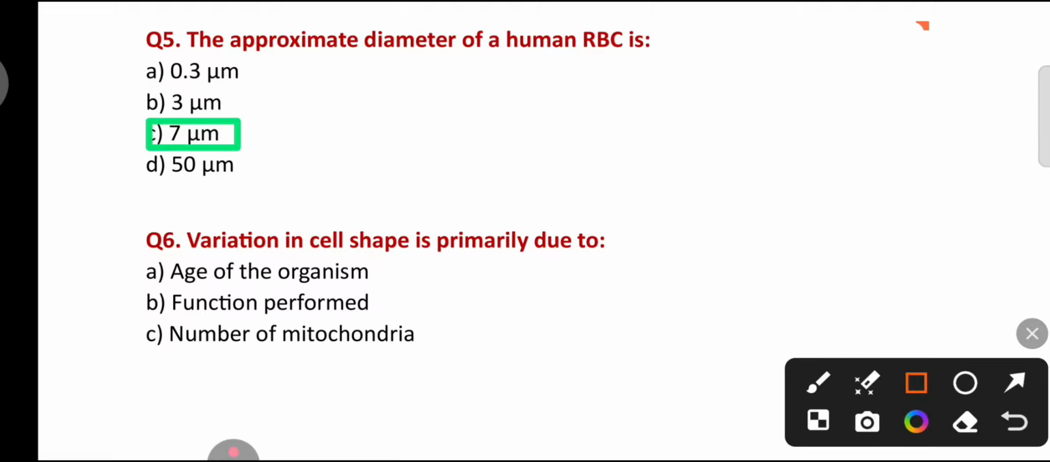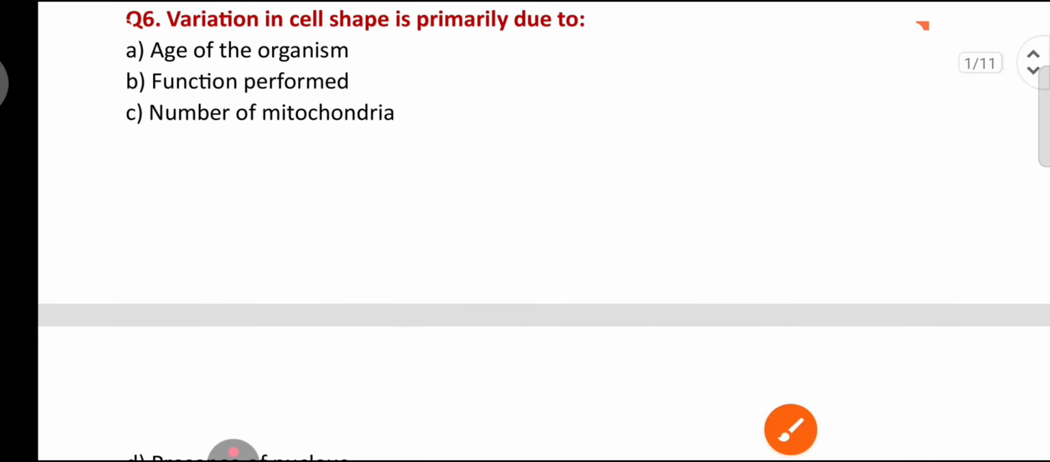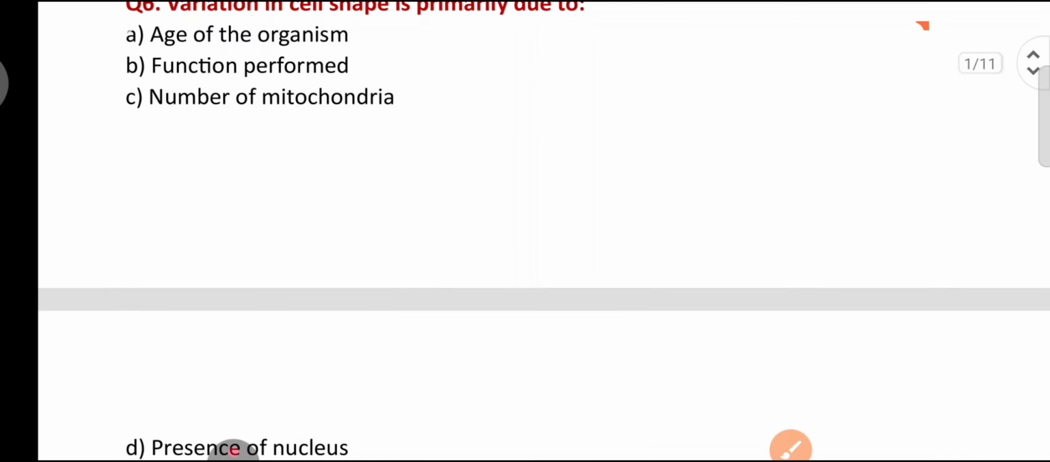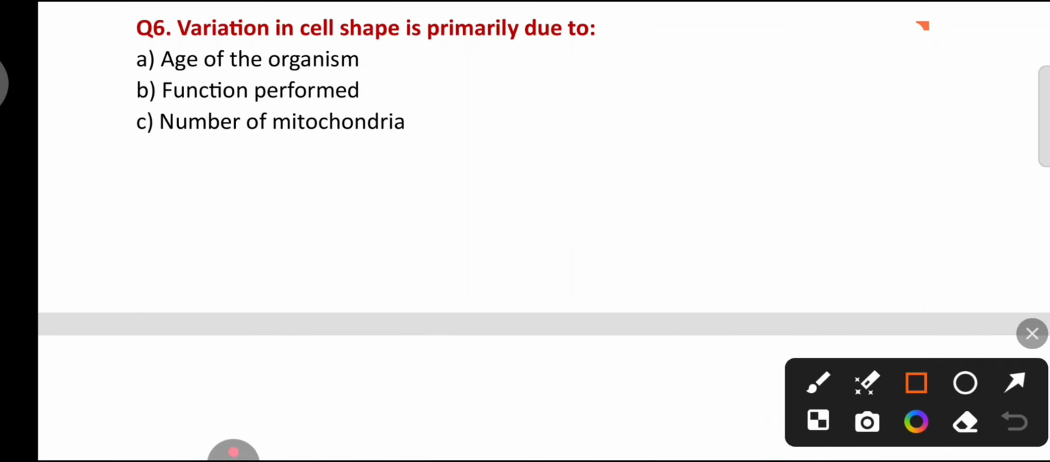Variation in cell shape is primarily due to age of the organism, function performed, number of mitochondria, presence of nucleus. Function performed. For example, nerve cells are elongated in shape for transmission of signal. RBC of human is biconcave in shape and it helps in oxygen absorption by increasing surface area.